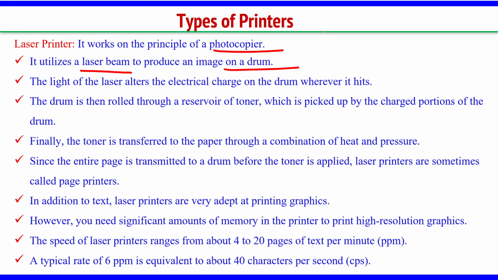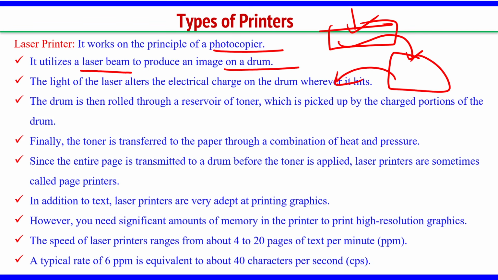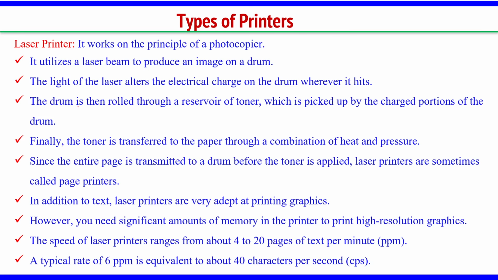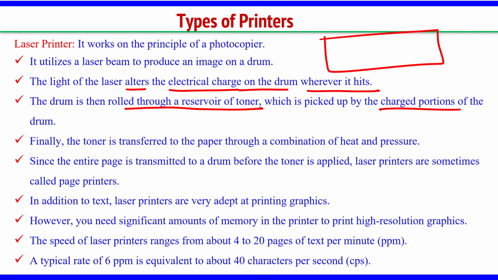So how does it actually happen? When you say to print this document, the document is sent to the photocopier and it is copied and printed. The light of the laser alters the electrical charge on the drum wherever it hits. The drum is then rolled through a reservoir of toner, which is picked up by charged portions of the drum. So there is a drum inside the printer, the text is printed on it, and as it rolls, wherever there is a portion, that is printed on the paper. Finally, the toner is transferred to the paper through a combination of heat and pressure.